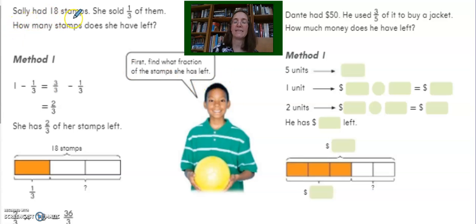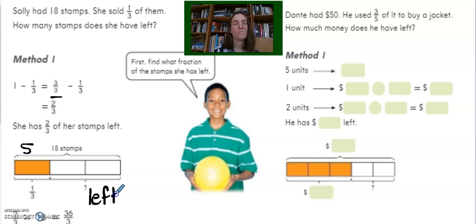Sally had 18 stamps. She sold 1/3 of them. How many stamps does she have? Well, we could do it as the whole thing minus 1/3 is the same as 3/3 minus 1/3. 3/3 is still 1. And 3/3 minus 1/3 is 2/3. She has 2/3 of her stamps left. These are the sold ones, and these are the left ones.